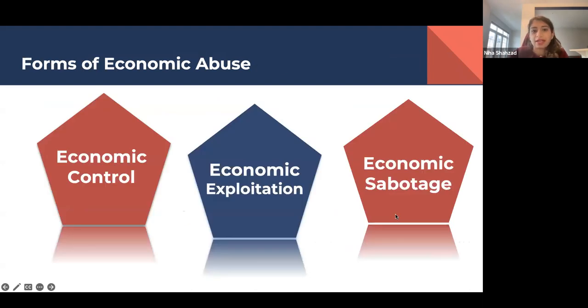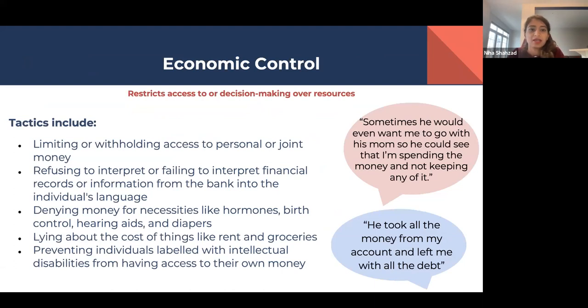So the different forms of economic abuse, I hinted at these earlier, consist of economic control, exploitation, and sabotage. And we're going to go into a little bit of detail. So economic control essentially means that an abuser is trying to restrict access over decision-making over a victim's economic resources. So things like withholding your access to a personal or joint account.